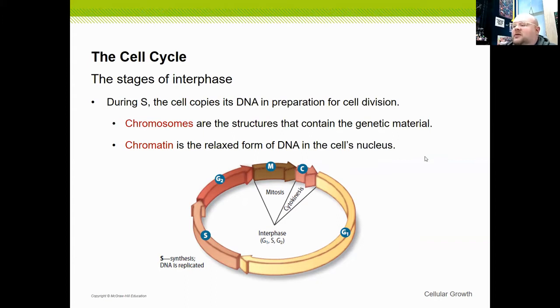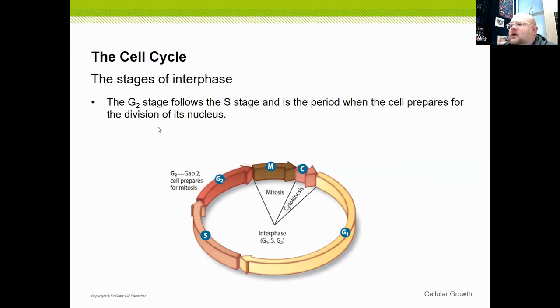Now, during the S phase, think about the word synthesis. What does that mean? Something's being synthesized or made. During the S phase, the cell copies DNA to prepare for cell division. So chromosomes are the structures that contain the genetic material, and chromatin is the relaxed form of DNA in the cell's nucleus. So again, during the S phase, DNA is duplicated. During the G2 phase, this is right after the S phase, and it's when the cell is preparing for the division of the nucleus to begin. So G1, S, and G2, that's interphase.